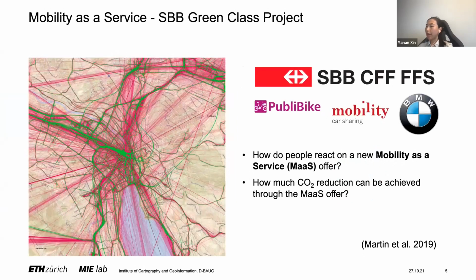But how do people actually react to a new mobility as a service offer? And how much CO2 emissions can be reduced through the adoption of a mobility as a service offer? To answer these questions, we collaborated with SBB, the Swiss Federal Railways, and conducted a long-term tracking study to test the concept of mobility as a service. Other mobility providers involved in the project include BMW, Mobility Car Sharing, and Publibike, a bike sharing service provider.